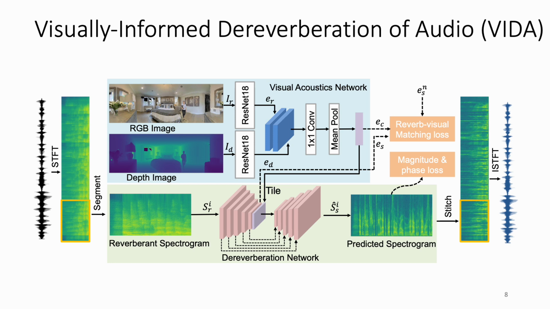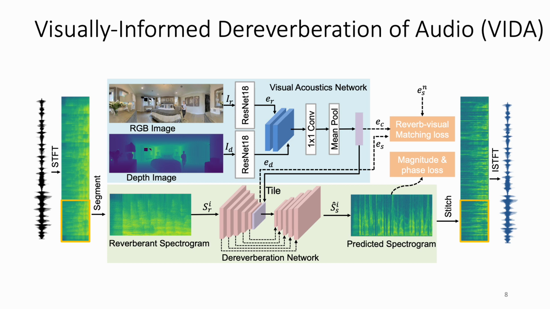To solve this task, we propose a novel model called visually informed dereverberation of audio, or VIDA for short. We first convert the input speech to a spectrogram and use an overlapping sliding window to obtain 2.5 second segments, which is the input audio to the model.